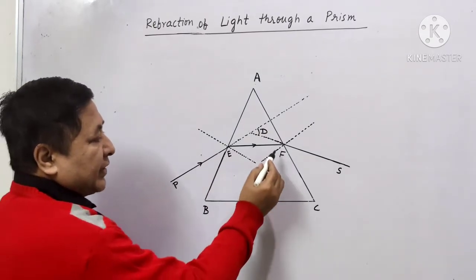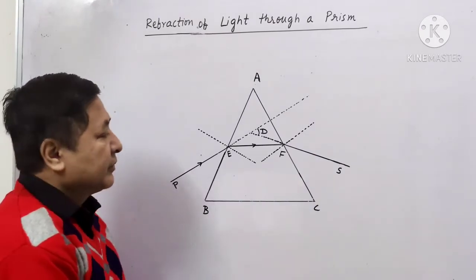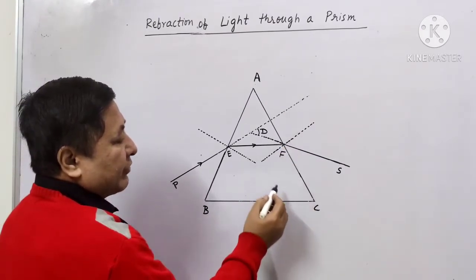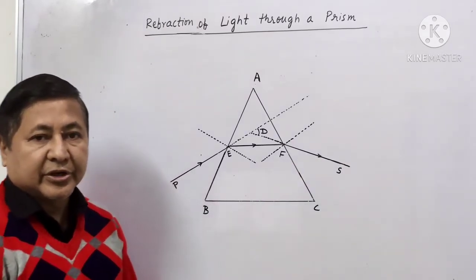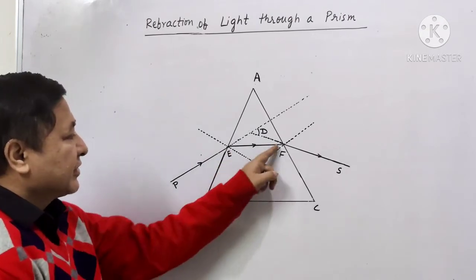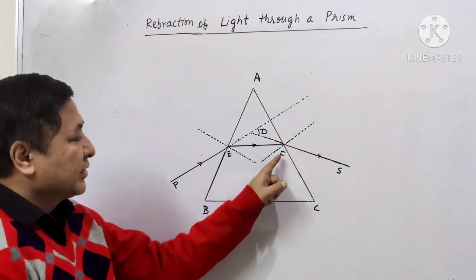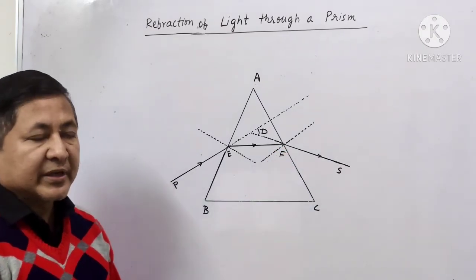Now when the ray of light goes from denser medium to rarer medium, that is when it goes outside, it will bend away from the normal, and so FS is the emergent ray. PE is the incident ray, EF is the refracted ray, and as the ray comes outside, FS is the emergent ray. Now let us see the angles.